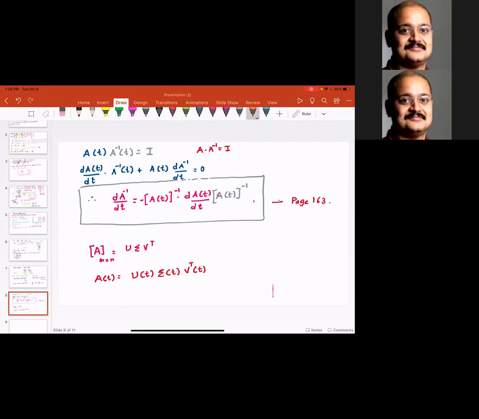So this is the time varying singular value problem, and the derivative of the singular value is given as d sigma by dt is given as u transpose(t) dA by dt v(t). So this is the time varying singular value problem.